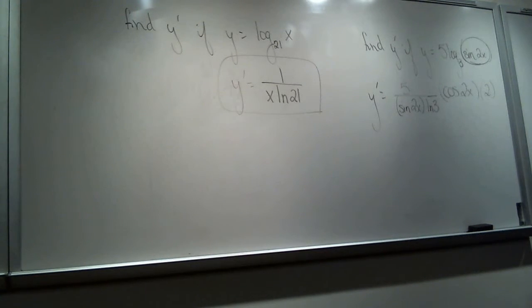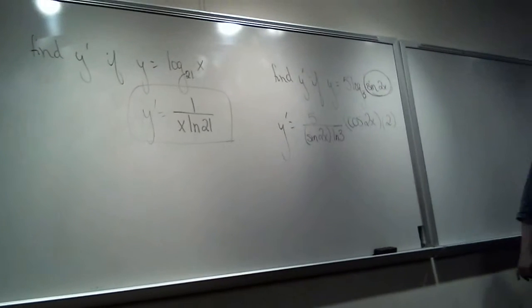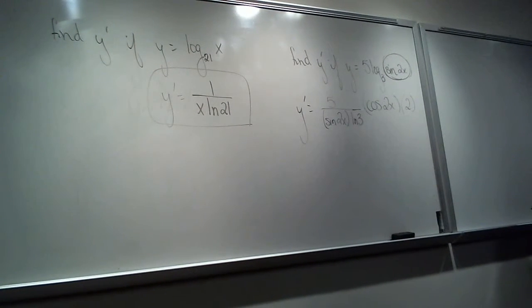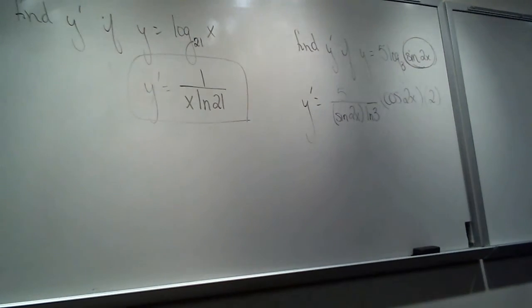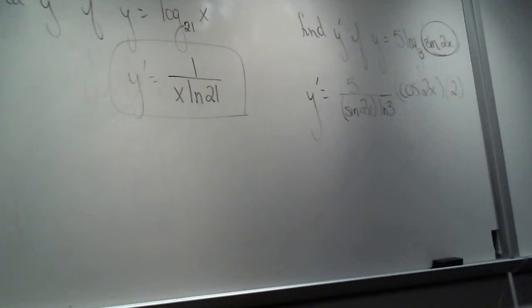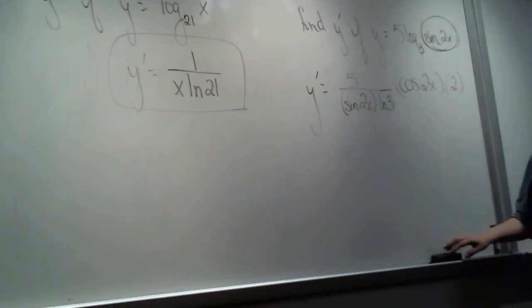Okay? Chain rule applies to logs. It applies to every function that we've dealt with before. Product rule applies to all of these. Quotient rule applies to all of them. Nothing new, other than you now have essentially 3 new functions to remember: ln, a to the x, and log base a of x. Okay?